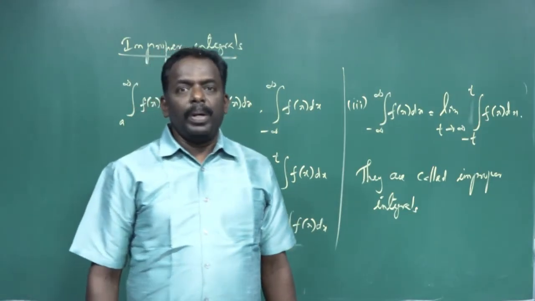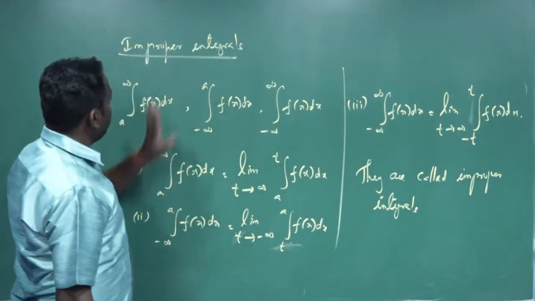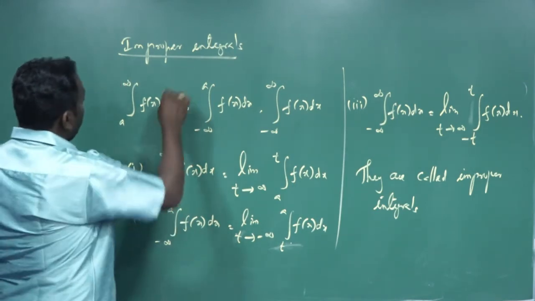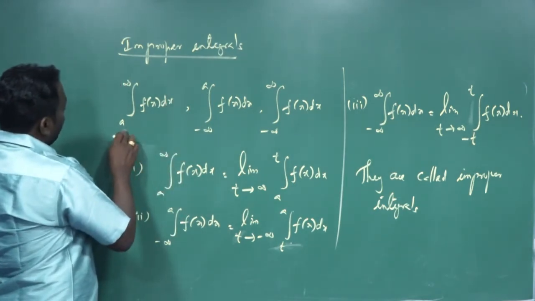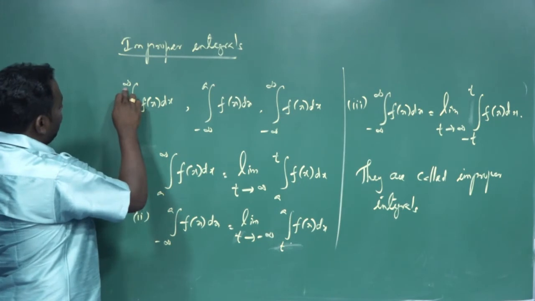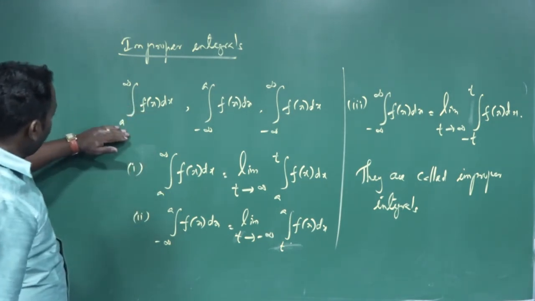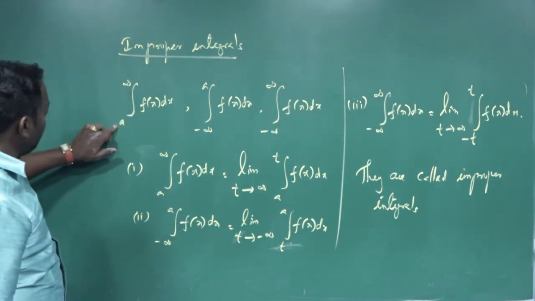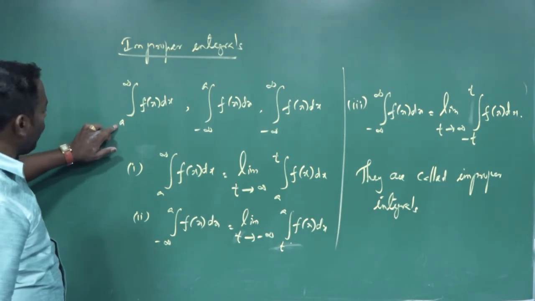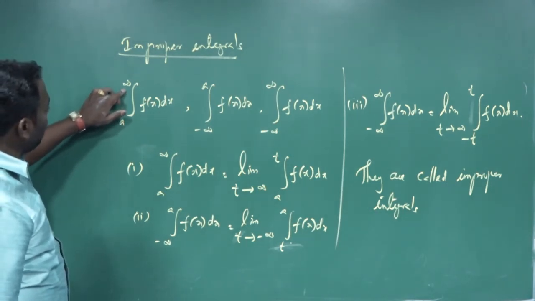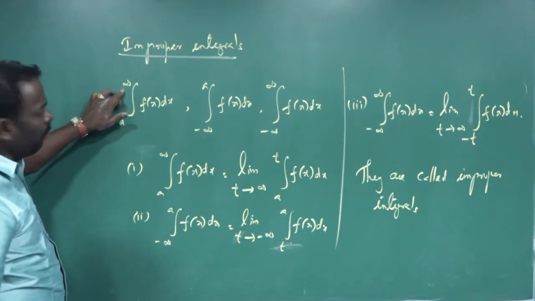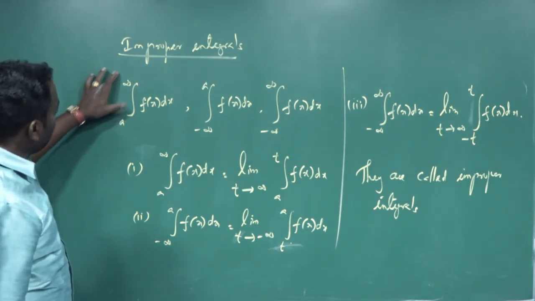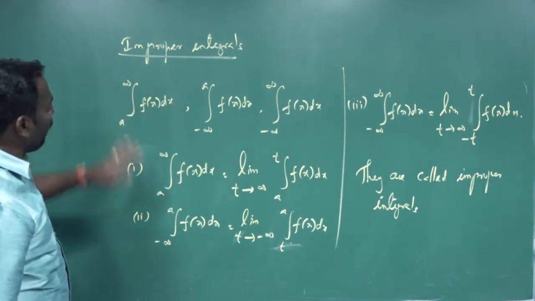Come to next topic, improper integration. An improper integral is the integral in the form of a to infinity. So one of the boundaries, a, is supposed to be 0, the lower limit, but the upper boundary is infinity, so not a definite value. This type of integration is defined as an improper integral.